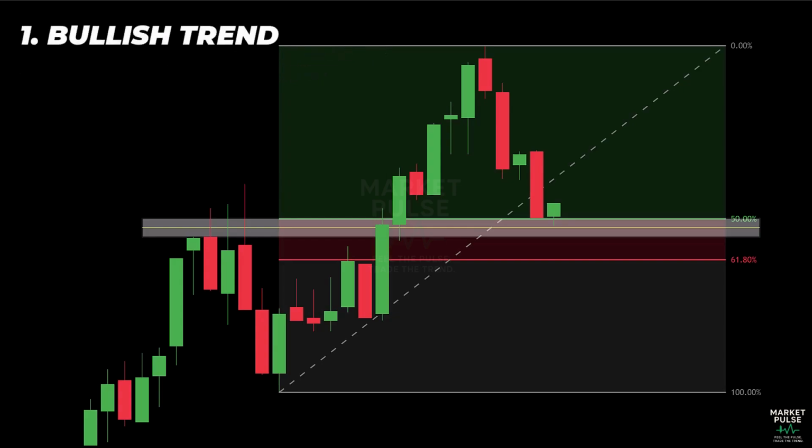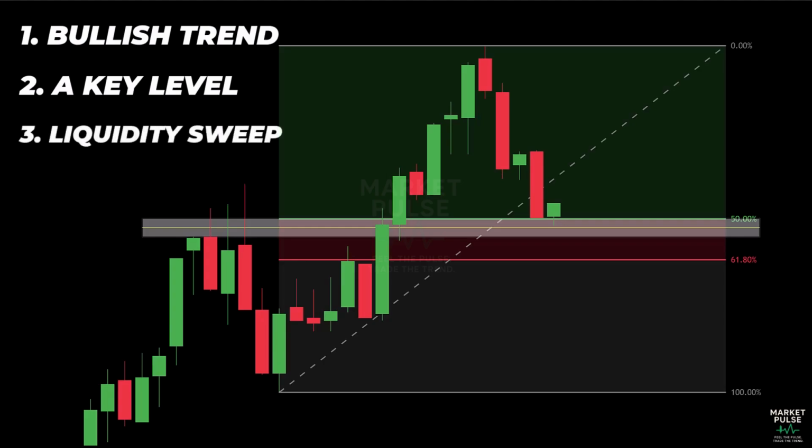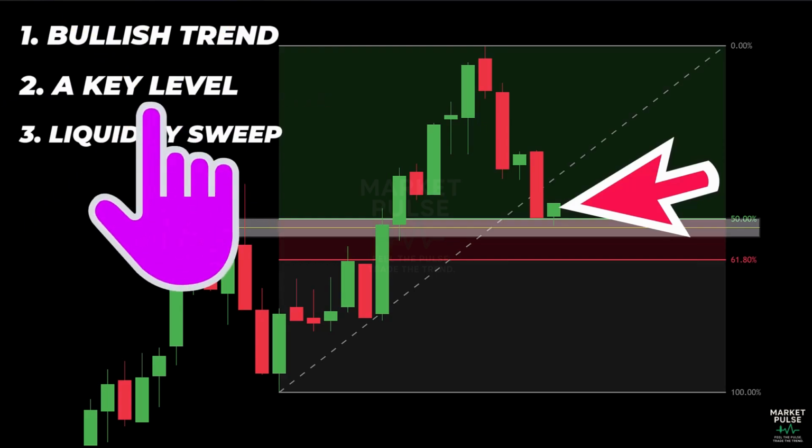So at this point, we have two solid factors, a bullish trend and a key level aligning with our Fibonacci golden zone. Now we look for the final piece, the liquidity sweep. And there it is, a pin bar candle that briefly dips below the support level, grabs stop losses, then closes back above. That's the trap, the manipulation, and it's a clear sign of buyers stepping in. This completes the TLLL setup.